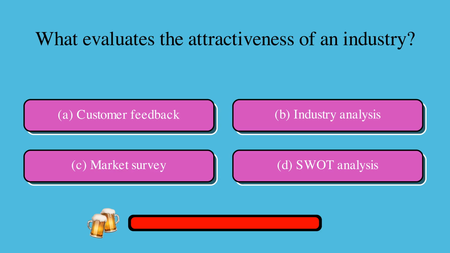What evaluates the attractiveness of an industry? Is it A, customer feedback, B, industry analysis, C, market survey, or D, SWOT analysis? The correct answer is B, industry analysis.